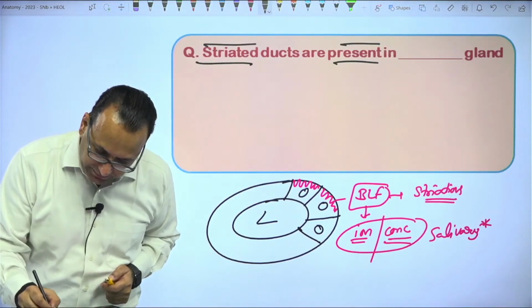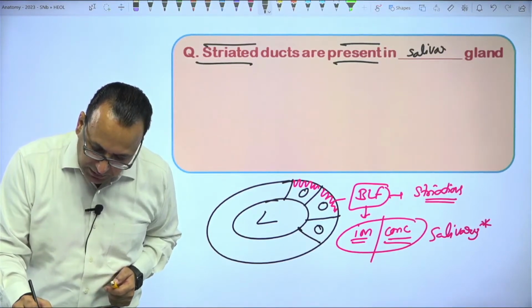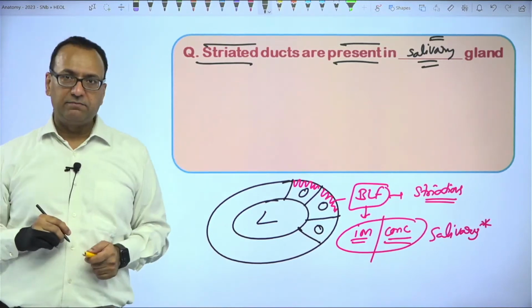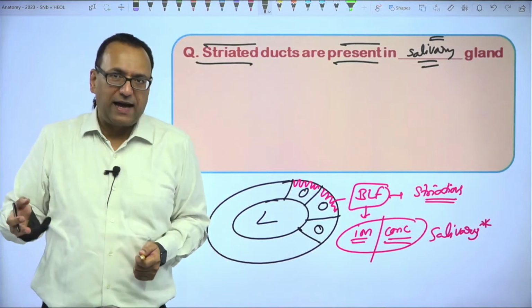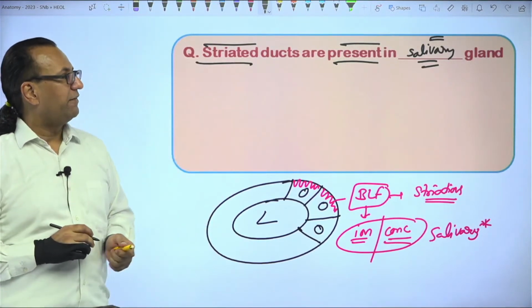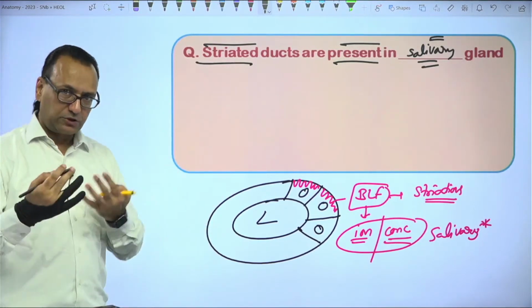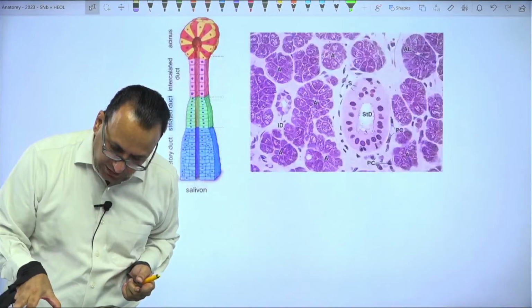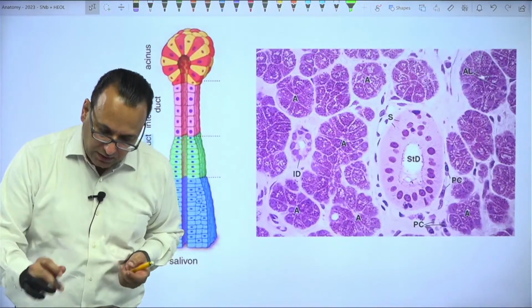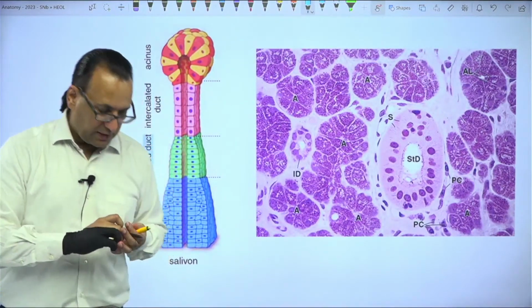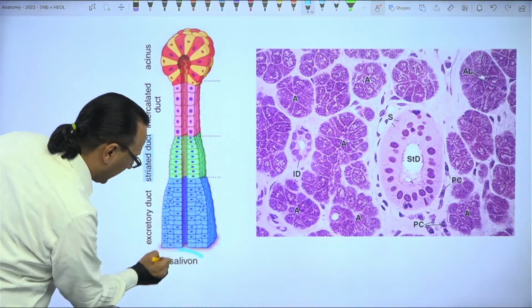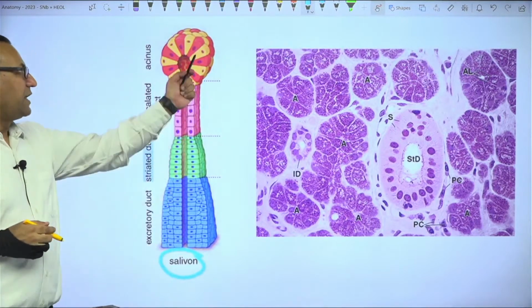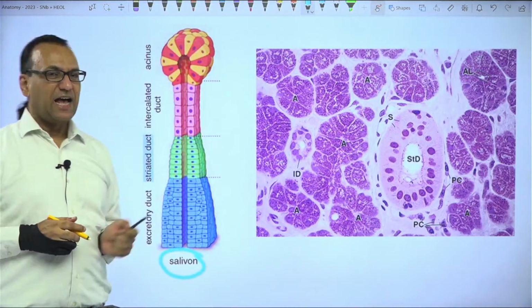Striated ducts are present in salivary gland. Now, if you say so, absent in pancreas. Pancreas doesn't have it. Now, if pancreas is not having it, fine, that can help us to answer some of the questions, but then some more details. As you see, this is a salivon. Now, what is a salivon? Salivon is a unit of salivary gland. So, okay, salivon is a unit of salivary gland. What then? See, there is a serous acinus.